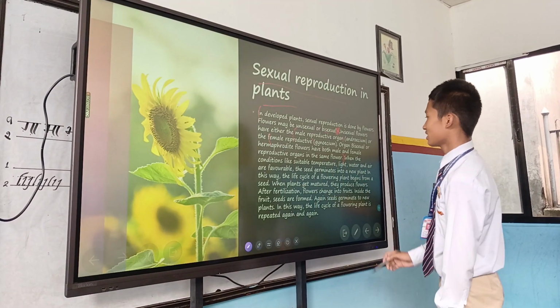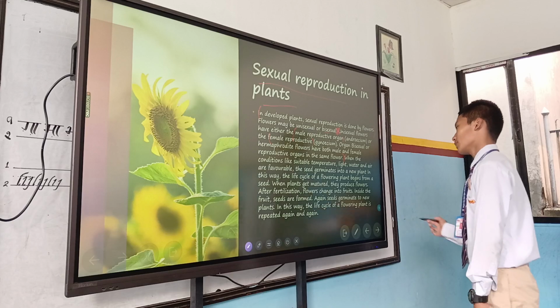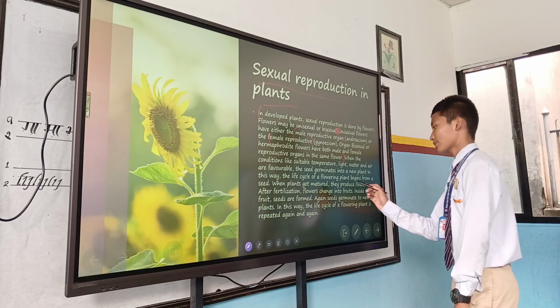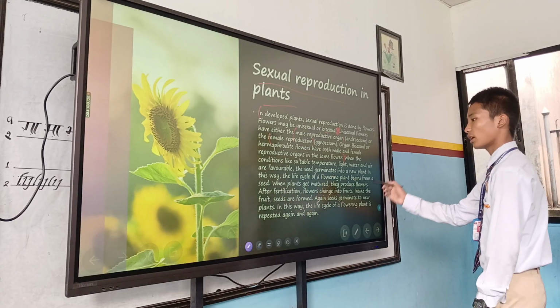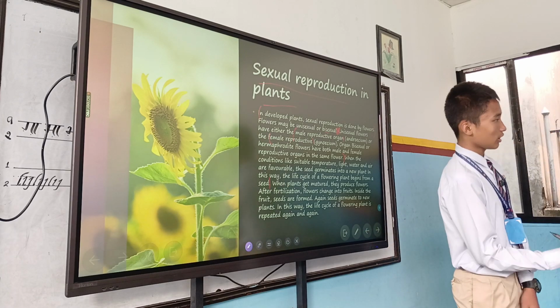When conditions like suitable temperature, light, water, and air are favorable, the seed germinates into a new plant. In this way, the life cycle of a flowering plant begins from a seed.